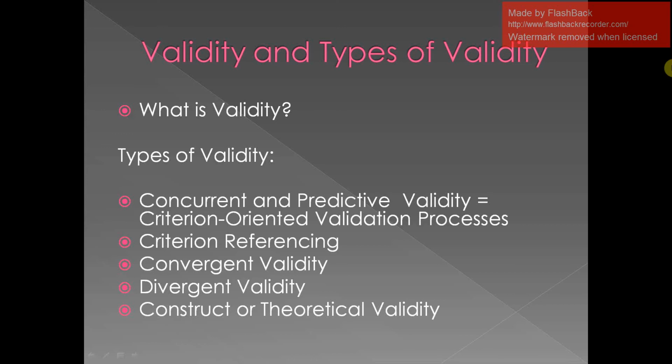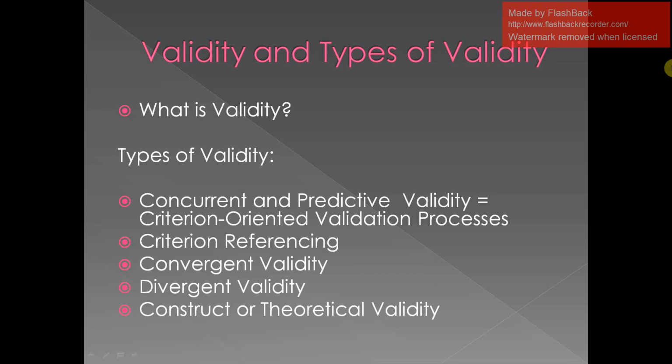So convergent validity is the degree to which two measures of constructs that theoretically should be related are in fact related, and divergent validity looks at whether the test's concept of measurements that are not supposed to be related are actually unrelated.